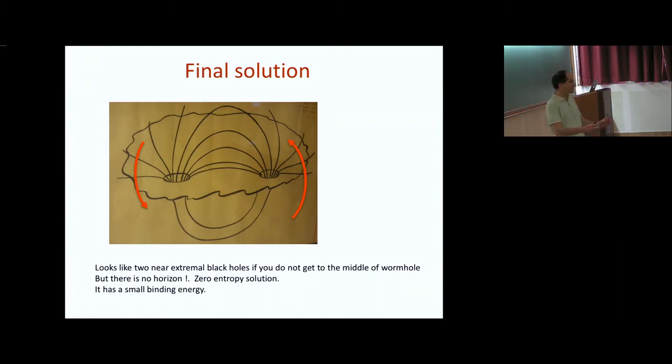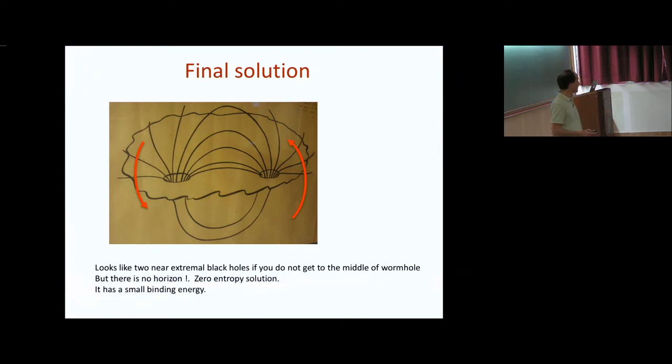So here, the final configuration is these two rotating black holes. They look like two extremal black holes if you are far away. But as you approach them, you will find that if you were to fall into one of these, you would come back out of the other and you don't fall into a horizon. So you would see you are not in a black hole. Or more precisely, you could scatter a very low frequency wave from far away, and it will not be absorbed as it is in a black hole, but it will just come back out in a relatively small time. It has a small binding energy, so it has a little more negative energy than two completely disconnected black holes.